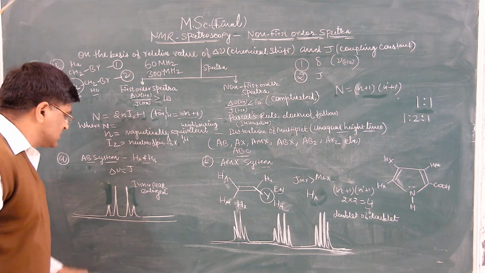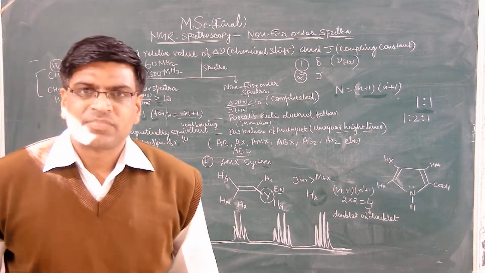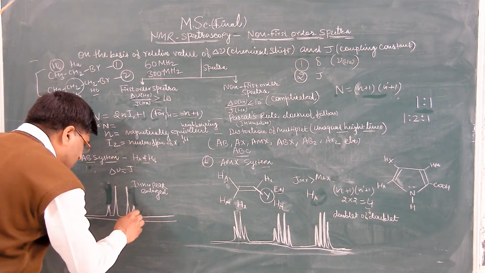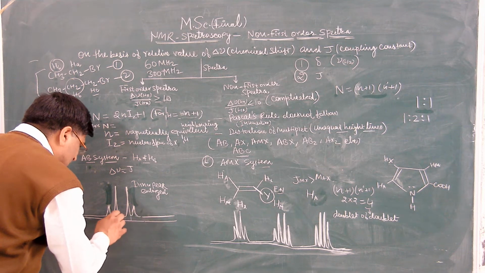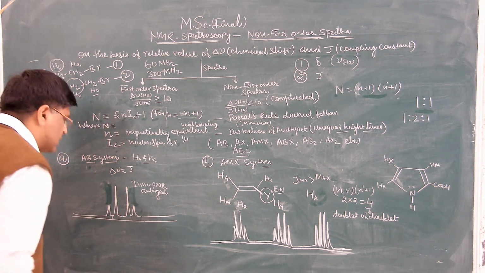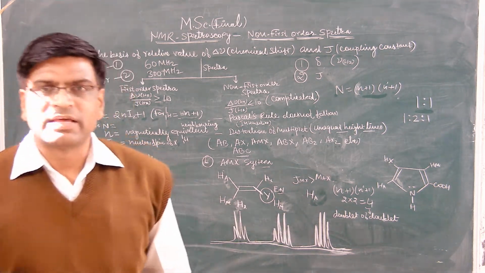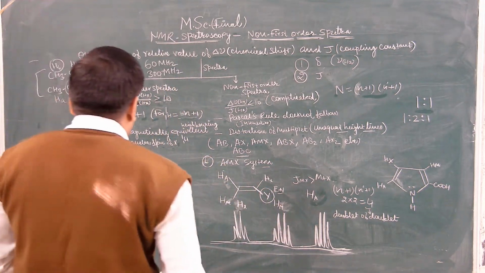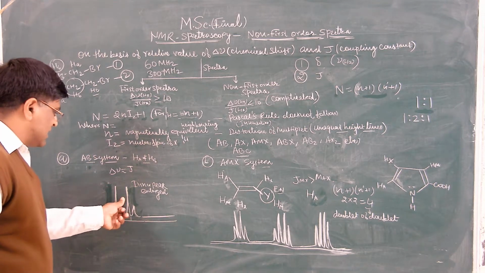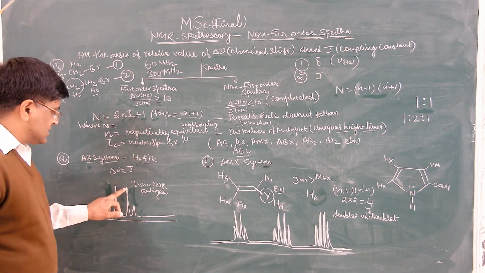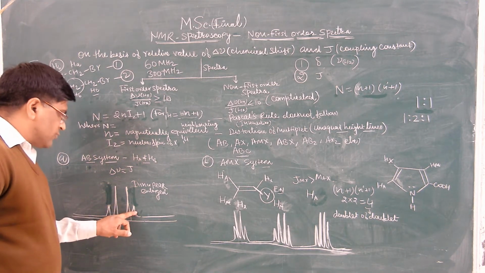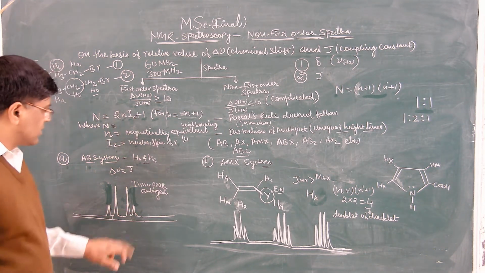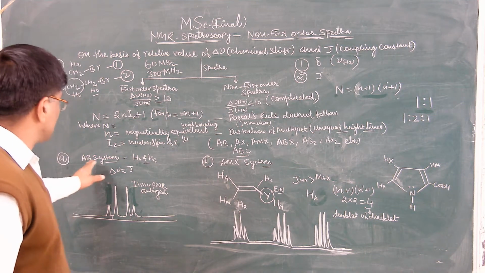In this case, the chemical shift value cannot be calculated at the midpoint because the center of gravity has been shifted. The inner peaks' height increases at the cost of a decrease in the height of the outer lines. So this is called the AB type of the system.